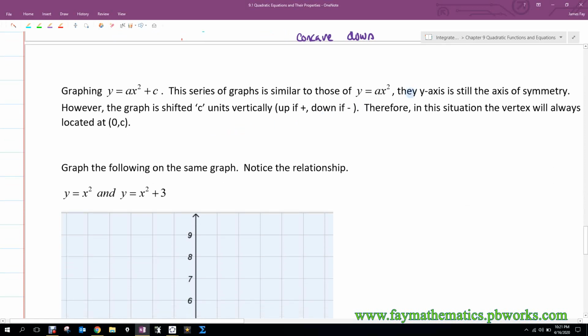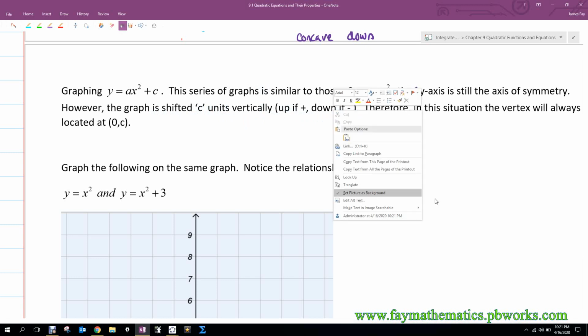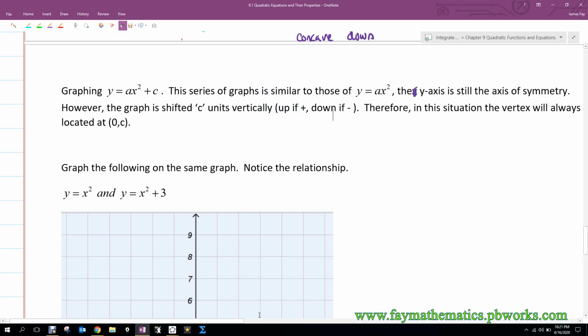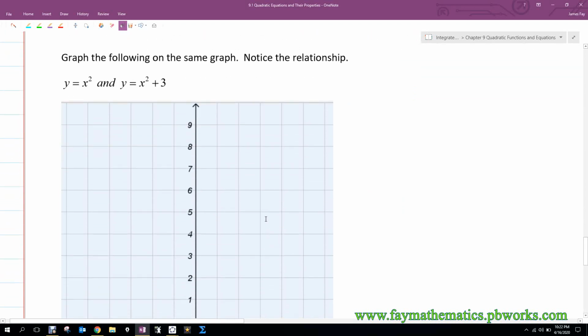This should say the, I got a lot of typos in this. The y-axis is still the axis of symmetry. However, the graph is shifted c units vertically. It's up if it's plus, and it's down if it's minus. And so in this situation, the vertex will always be located at (0, c). Let's look at this relationship here.